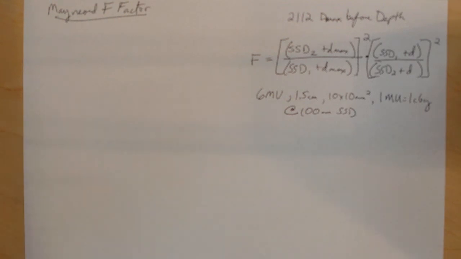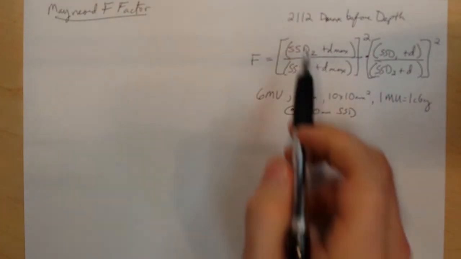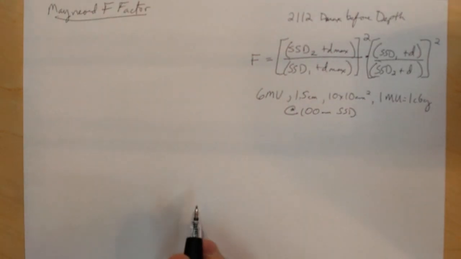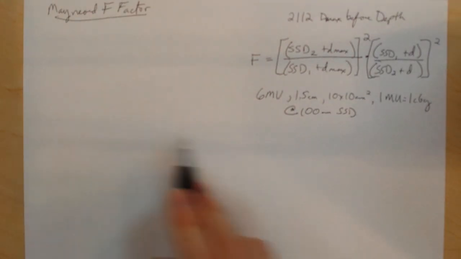So your machine is calibrated at 100 centimeter SSD. He flips the patient on his stomach and says, okay, let's set up a port film field. So he sets up the port film field and says, no, I can't get the whole spine in. We need to treat at 120 centimeter SSD in order to treat what I want to treat. He looks at you and says, is that going to be a problem? Well, no, it's not going to be a problem because you've remembered 2112 D max before depth, and you're going to be able to do this hand calc without any problem. So you look up all your tables and whatnot, and then you come to modifying your percent depth dose factor before calculating the monitor units, and you realize you need to do the Mayneord F factor.